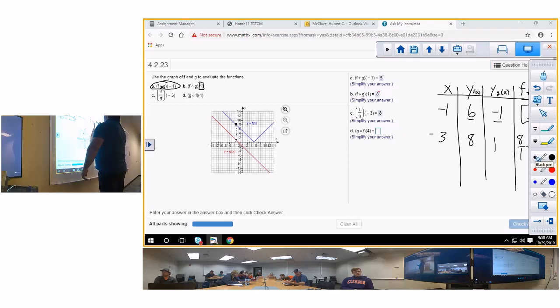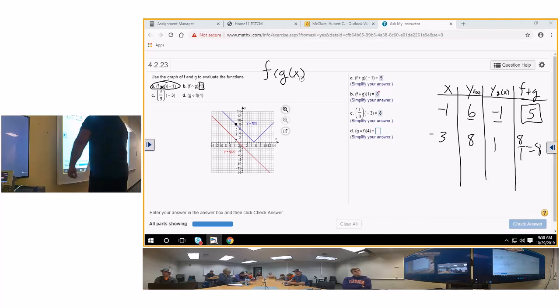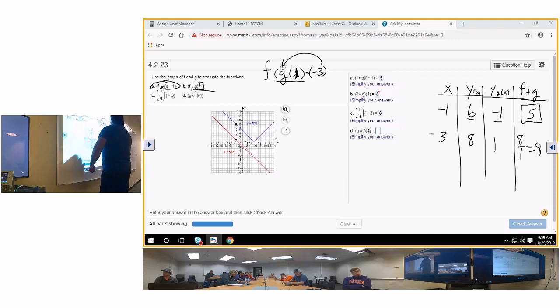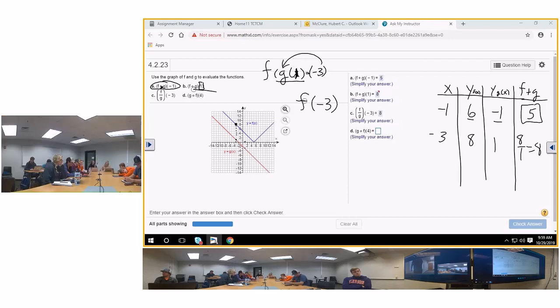So F of G of X, everybody with me? So that means whatever I get for G of X, so G of what? G of 1? Yep, it's -3. So G of 1 is -3. G of 1 equals -3. So now I'm going to take that -3 and I'm going to say F of -3. This is not something I would test you on. F of -3 would be 8.